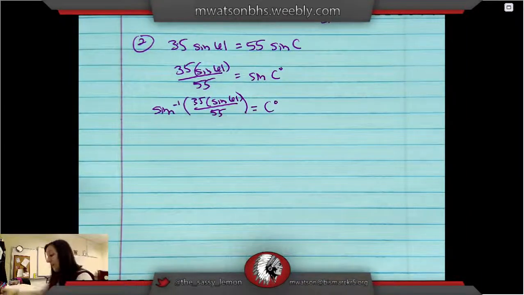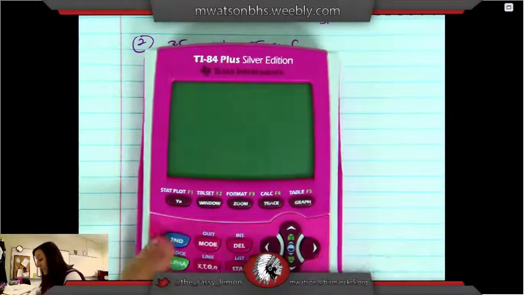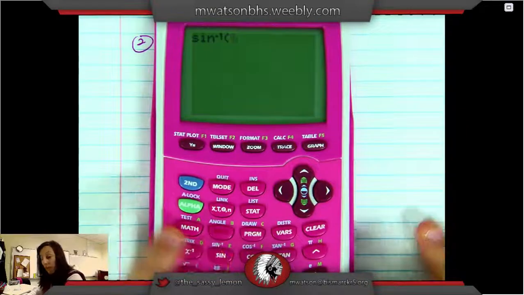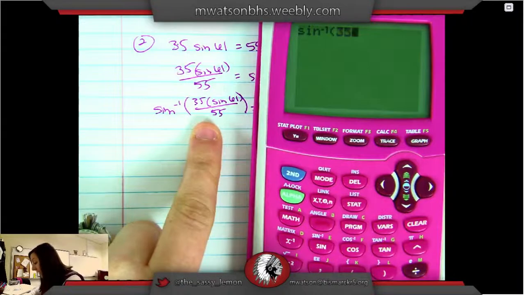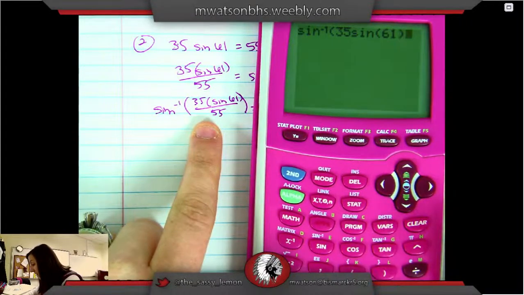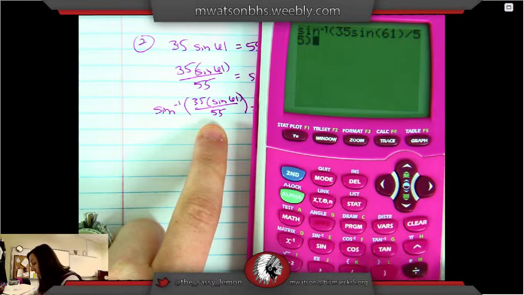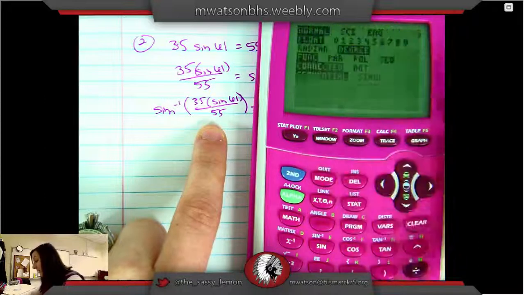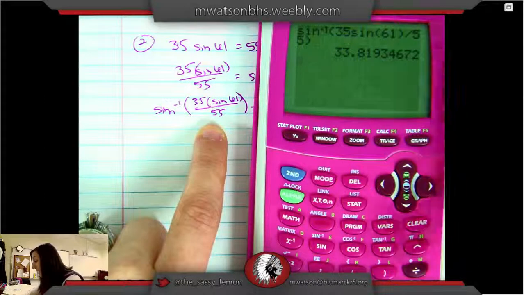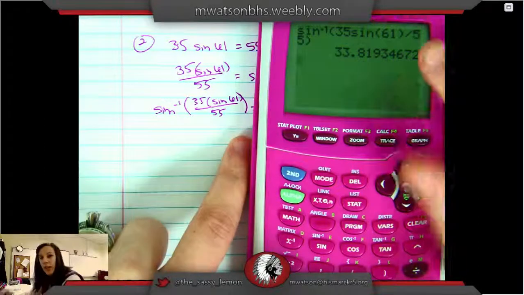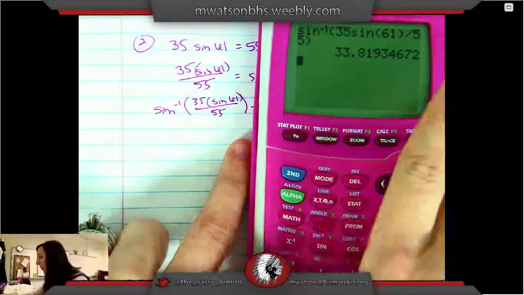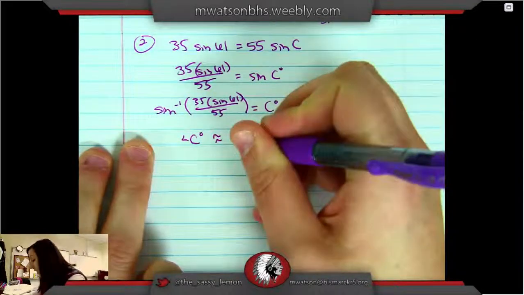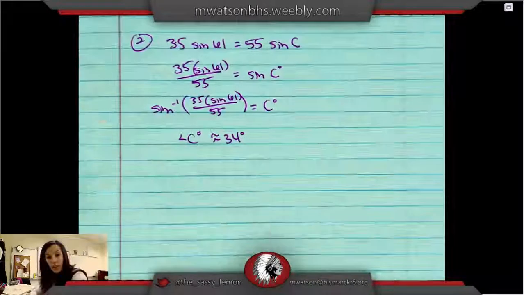Okay, so now we go and type it in our calculator. To get inverse sine, you hit second, sine, and you see that little sign to the -1. And then you're going to type all this in. So 35 sine of 61 in parentheses divided by 55 in parentheses again. And these are our degrees. It's important that your calculator is in degrees, so make sure that it is. And it was 33.8. And when we're rounding degrees, I want to round to the nearest whole degree. So we're going to call this angle C is approximately 34 degrees.